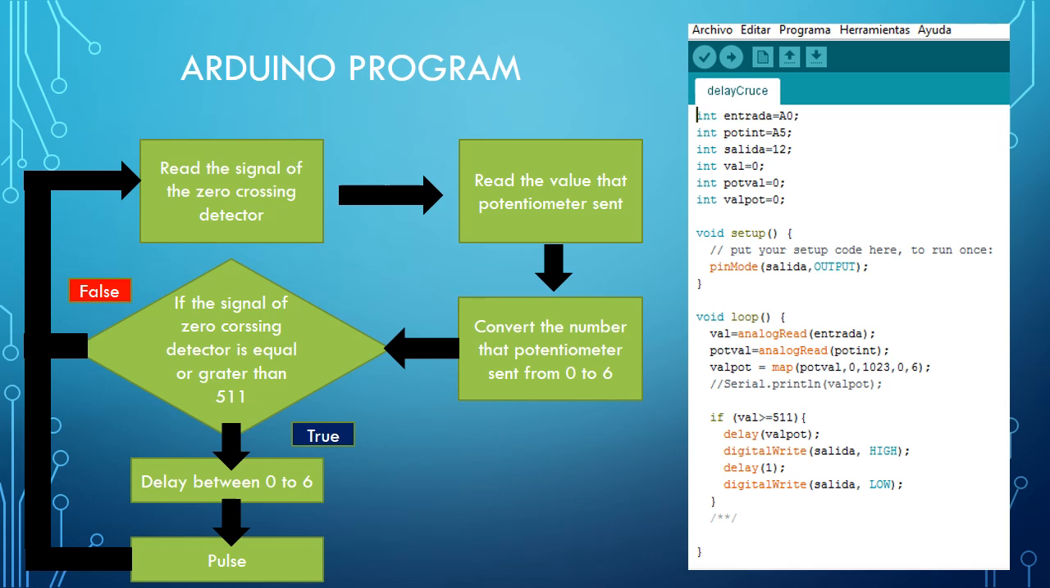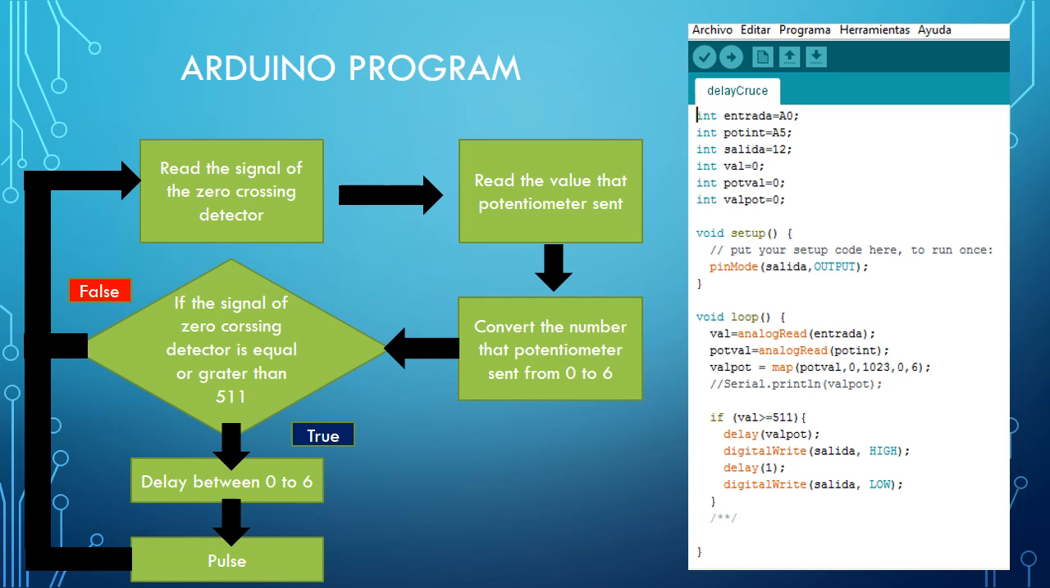Then we have our Arduino program. First of all, we start by reading the signal of the zero crossing detector in an analog input in Arduino. Then it reads the value that the potentiometer sends in another analog input. The value is between 0 to 1023.